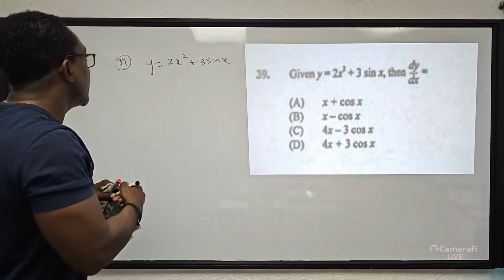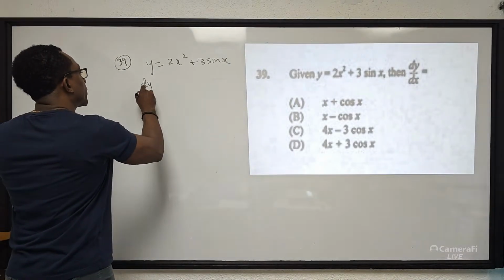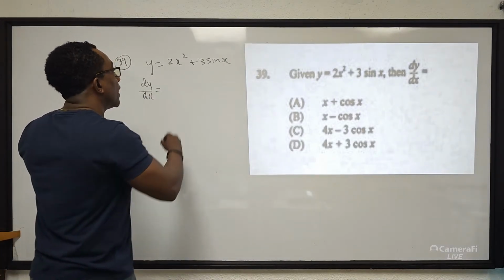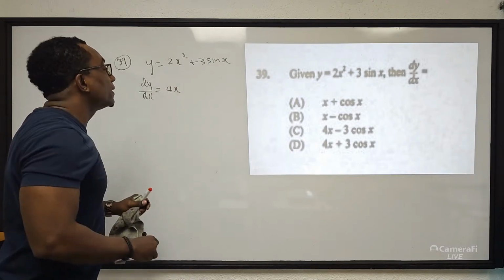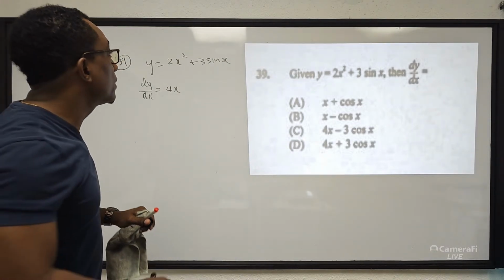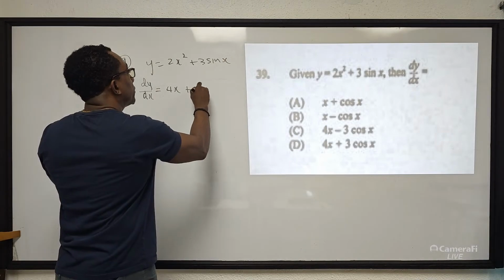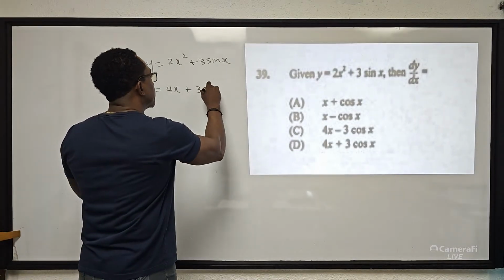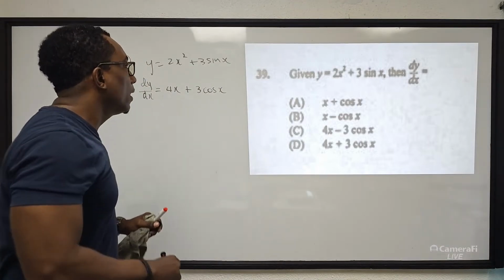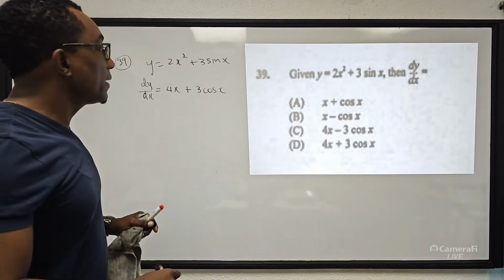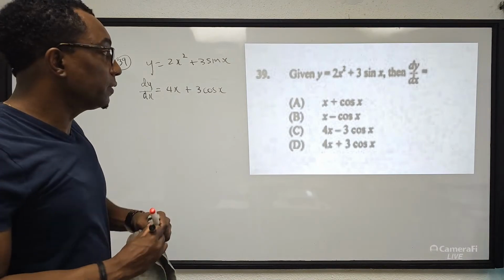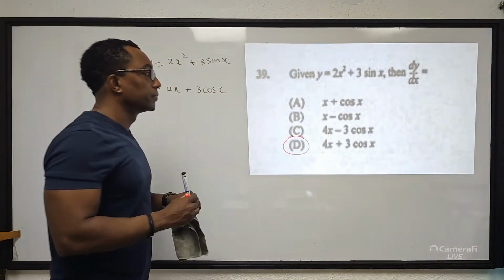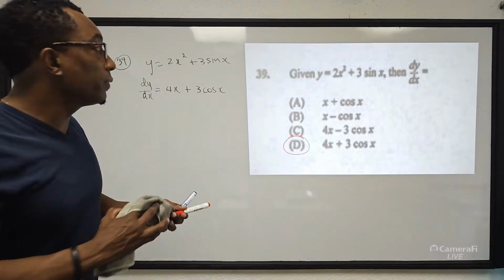So dy over dx: the differential of 2x squared will give us 4x. And the differential of 3 sine x will be plus 3 times the differential of sine of the angle, which is cos of the angle. And therefore, that will be our answer, which is 4x plus 3 cos x, whose answer is D. Let's look at question 40.